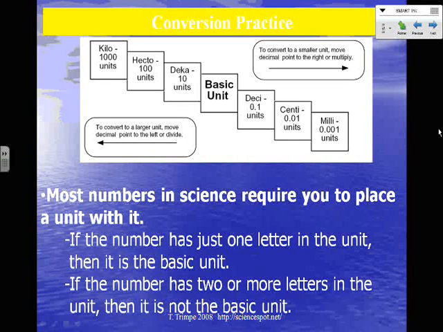Now, if the number has one letter in its unit, then it is at the basic unit. Okay, so if you have just meters or grams or liters, that's going to be here because those were all one-letter units. If your unit has 2 or more letters in it, that means you're somewhere else on the ladder. Okay, that means you are not at the basic unit if you have more than one letter in your unit.